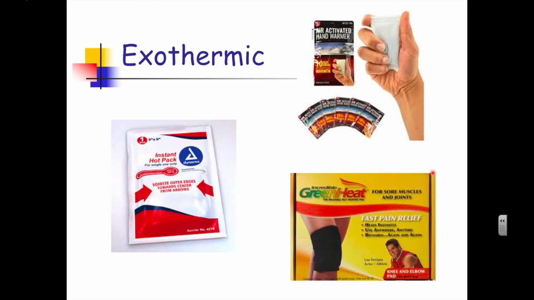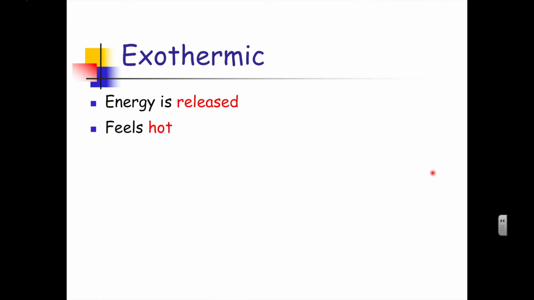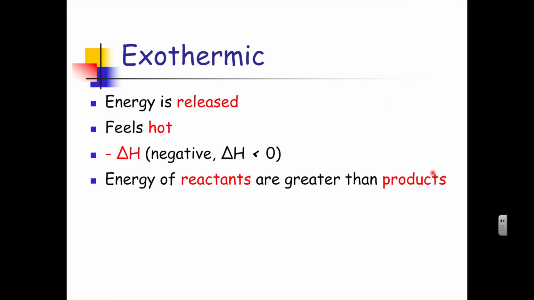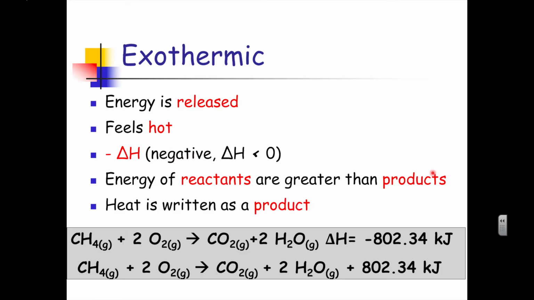Now, exothermic reactions feel hot, like your hand warmers. Energy is released and they feel hot. They have a negative delta H. The energy of the reactants is greater than the products, and the heat is written as a product.